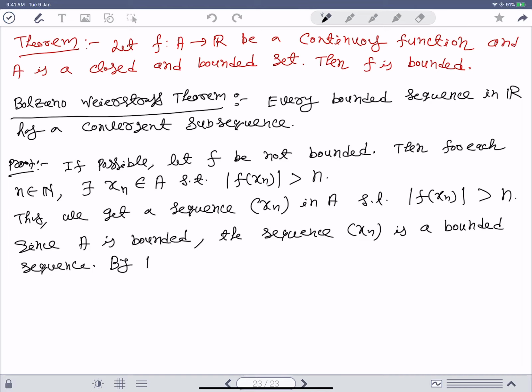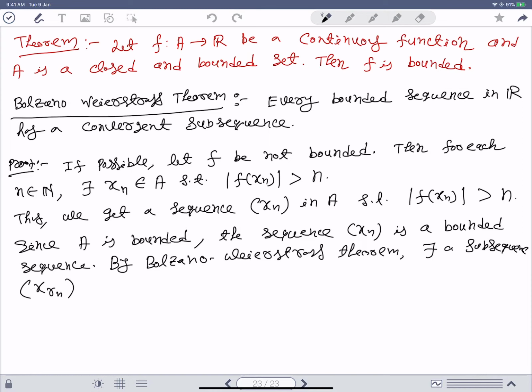Therefore by Bolzano-Weierstrass theorem, there exists a subsequence, say xrn of xn, such that xrn is a convergent subsequence, right? That means we can write xrn converges to C as n tends to infinity, right?